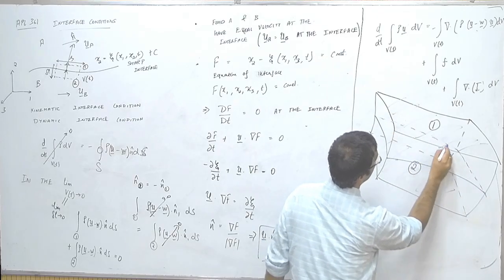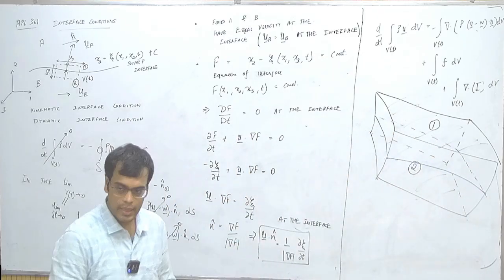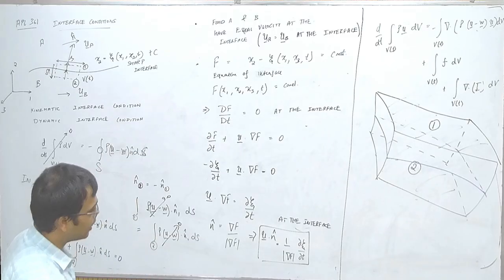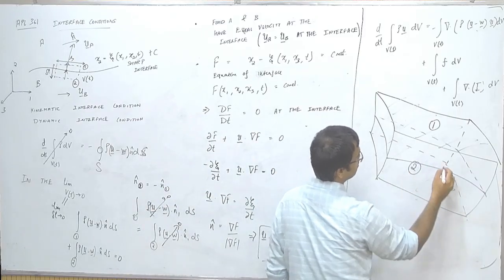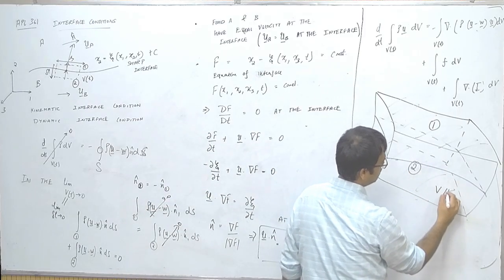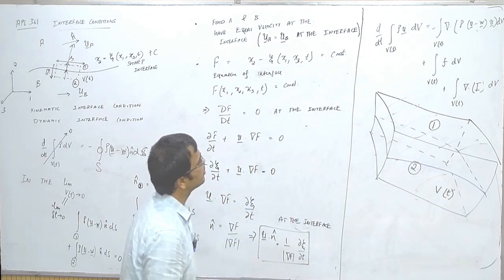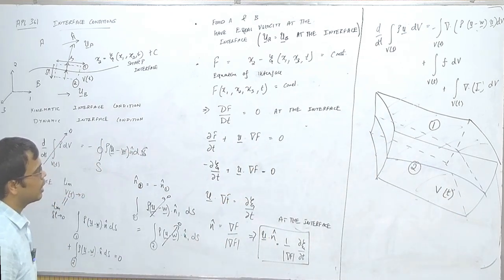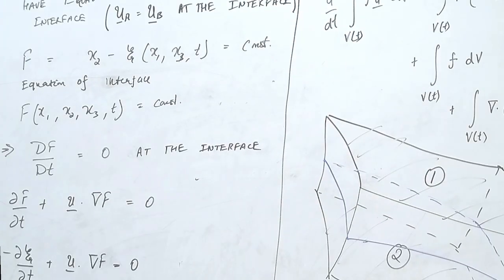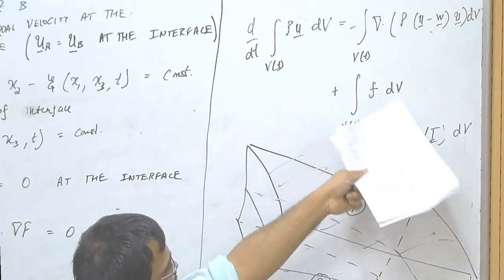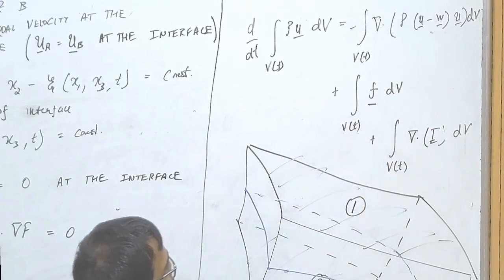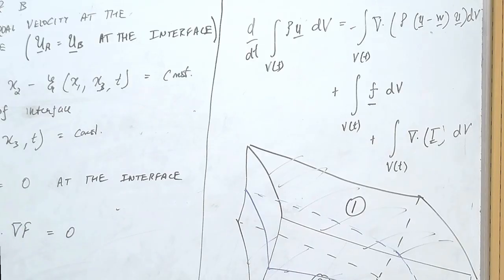So, this is your fluid interface. And this is that control volume. This is V of t, and we are going to apply our momentum equation on this arbitrary varying control volume in this form. This F is supposed to be a vector.